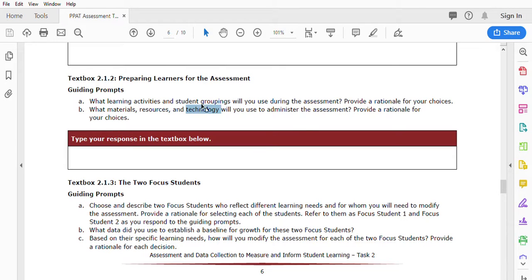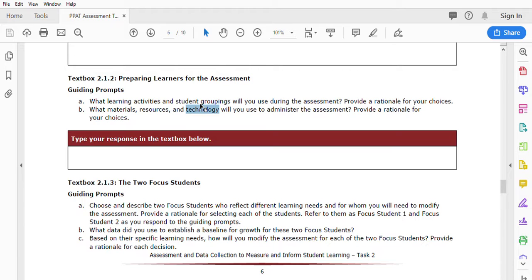And notice you do need to include technology in some way, but in this context, the definition of technology for PPAT is any tool that you use to aid in the teaching and learning of whatever you are doing. So technology can be anything, any tool that you use with your students for this lesson. It does not have to be electronic. It can be electronic, but it does not have to be.